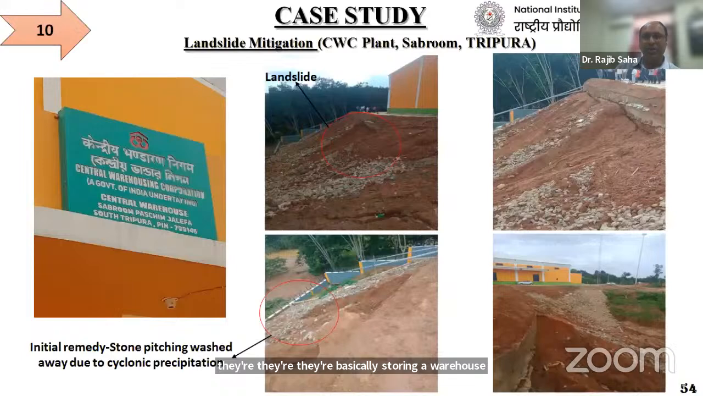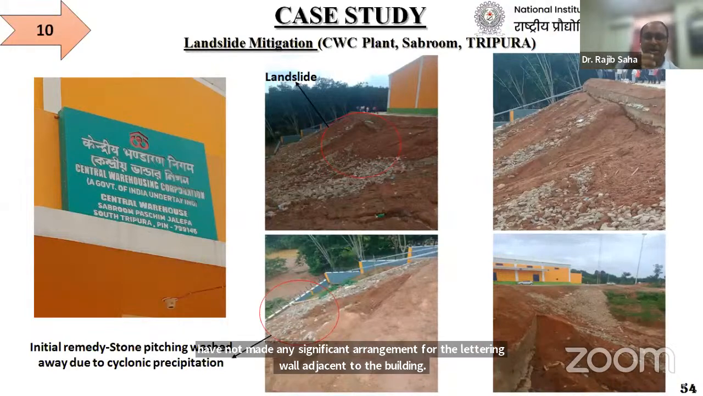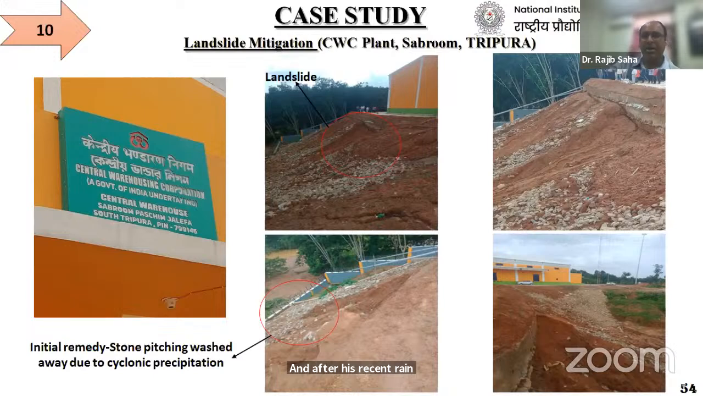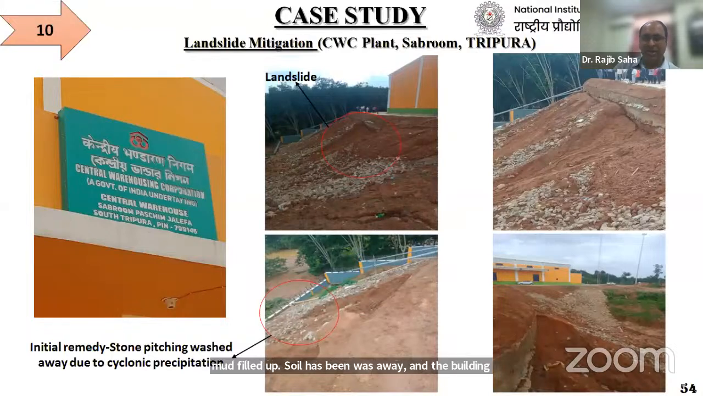So what we found is that, whatever the construction was made, they have not made any significant arrangement for the lateral retaining wall adjacent to the building. And after a recent incessant rain, they found the red mud filled soil has been washed away, and the building is in an endangered condition. So we rushed to the site, and we suggested some guidelines.